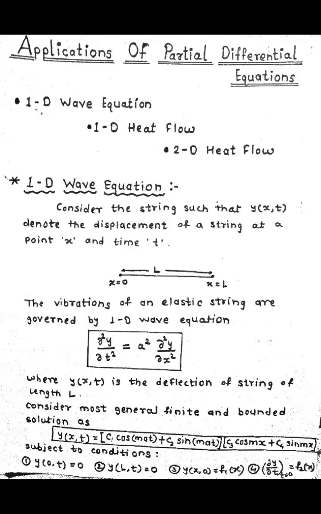Now the first bracket is in terms of a function of t and the second bracket is in terms of a function of x. This general solution contains arbitrary constants. So here are four arbitrary constants C1, C2, C3 and C4. And to find the particular solution, we have to evaluate these four arbitrary constants with the help of the conditions.